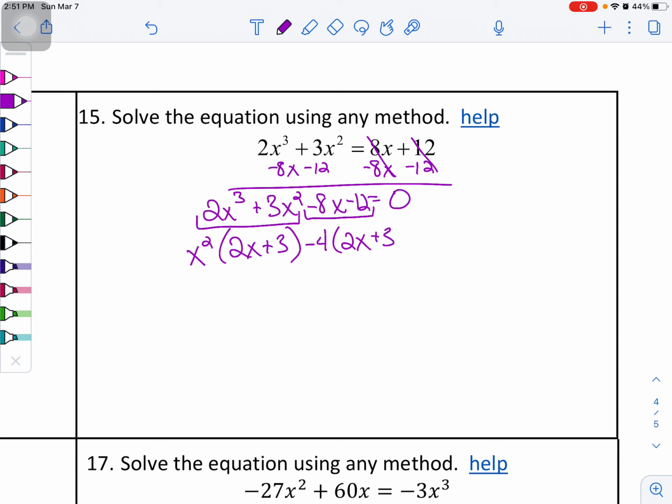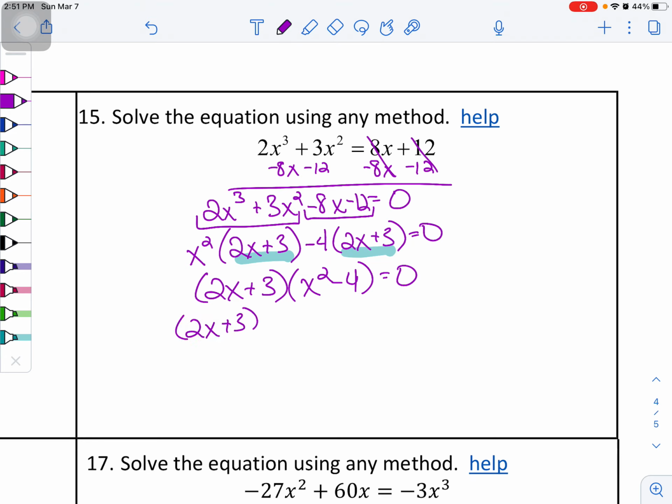The first two terms have an x squared in common, leaving behind 2x plus 3. The second two terms have a -4 in common, leaving behind 2x plus 3, which should look familiar. This parenthesis set has to match that parenthesis set to make the factor by grouping work. So we're going to take out that common factor of 2x plus 3, which leaves behind x squared minus 4 equal to 0. But now x squared minus 4 can be further factored. It's a difference of perfect squares. So (x minus 2)(x plus 2) equals 0.